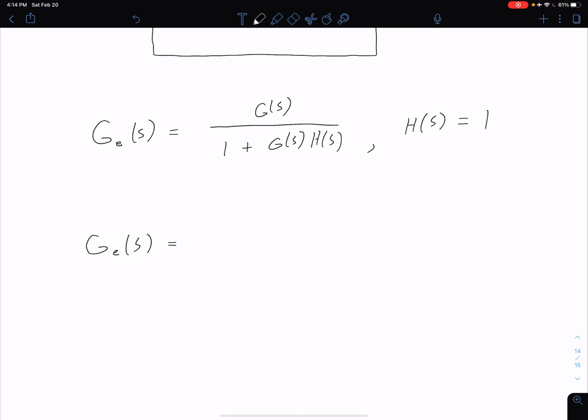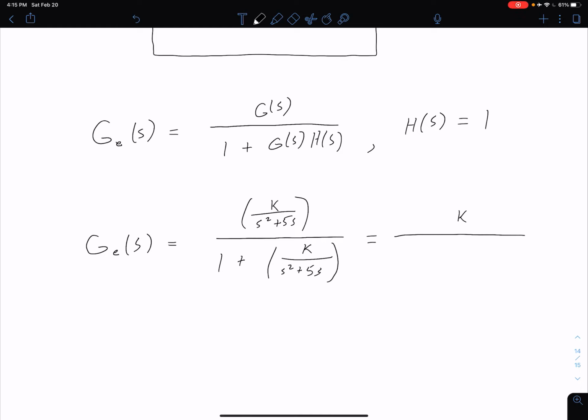So we can say g sub e is equal to our g, which is k divided by s squared plus 5s, so I've gone ahead and multiplied through that s term, divided by 1 plus that same term which is in the numerator, so k divided by s squared plus 5s. And so what we can see is that would reduce to k divided by s squared plus 5s plus k.